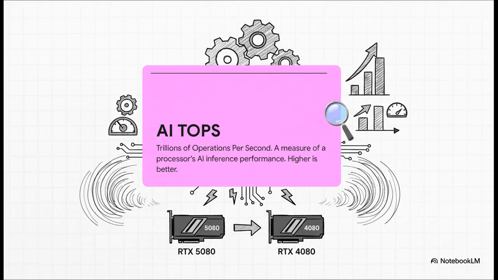Now, before I throw some pretty wild numbers at you, we've got to know what we're measuring. We're going to be looking at AI TOPS, which just stands for trillions of operations per second. It's a pretty simple metric, really. The higher the number, the faster the card can chew through AI calculations. It's the horsepower rating for an AI GPU.